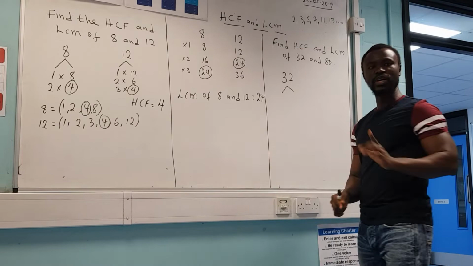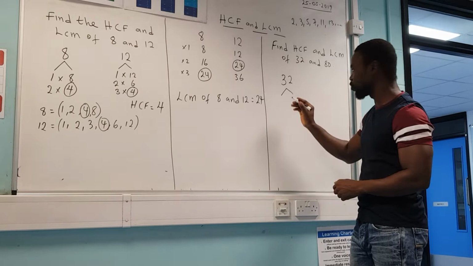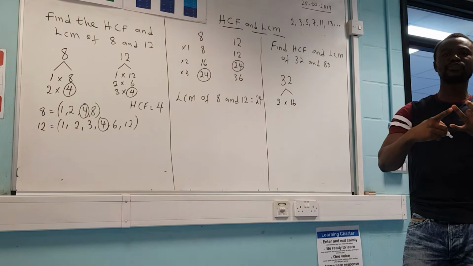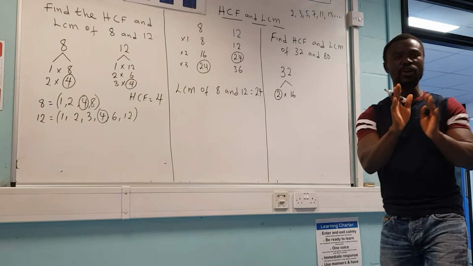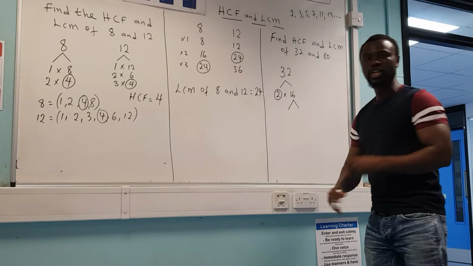So I can start off with 2. I know 2 times 16 gives me 32. You could have used 4 times 8, that's also 32. 2 is part of the prime numbers, so you circle that because we need only prime numbers. 16 is not a prime number, so you carry on. You keep breaking it down until they all become prime numbers.